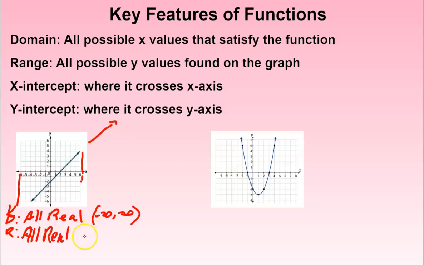Now the x-intercept and the y-intercept. So the x-intercept is where it crosses the x-axis, and it crosses the x-axis here. So I could put it as an ordered pair, which would be (2, 0). And then the y-intercept, in this example, where's it cross the y-axis? Crosses at -2. So this would be when x is 0, y is -2.